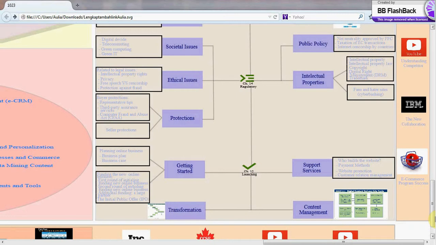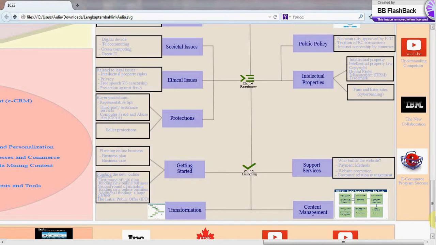Chapter 14, regulatory, has 5 sub-chapters: societal issues, ethical issues, protections, public policy, and intellectual properties. For societal issues, there are digital divide, telecommuting, green computing, and green IT. And ethical issues is relating with legal issues such as intellectual property rights, privacy, free speech versus censorship, and protection against fraud.